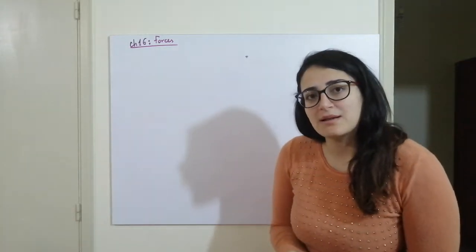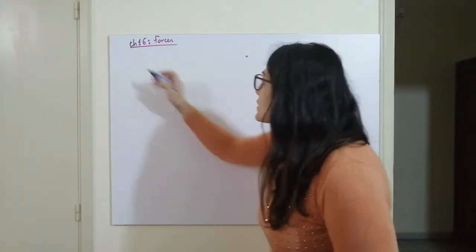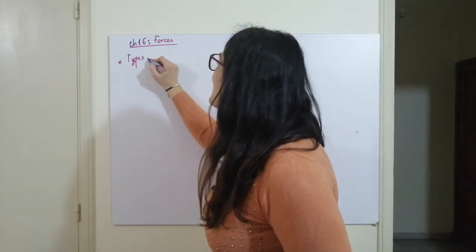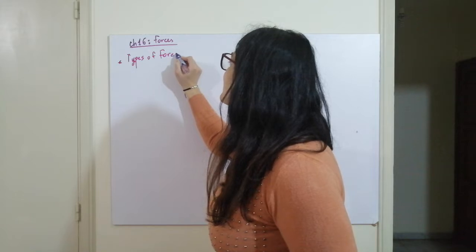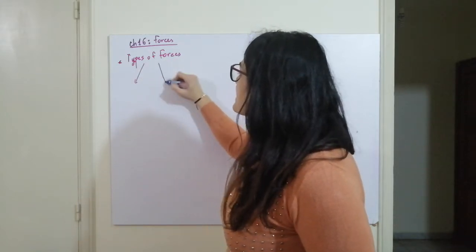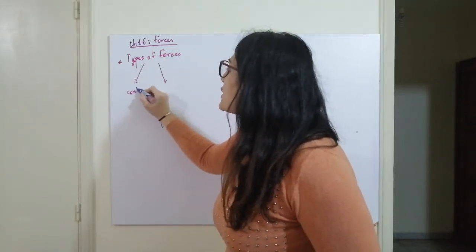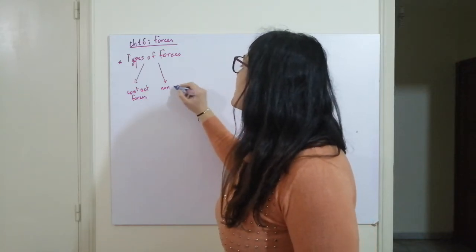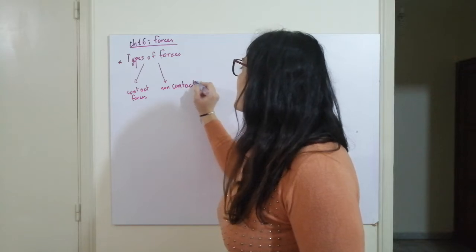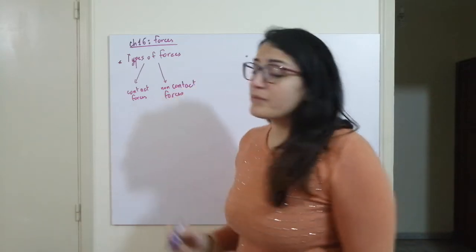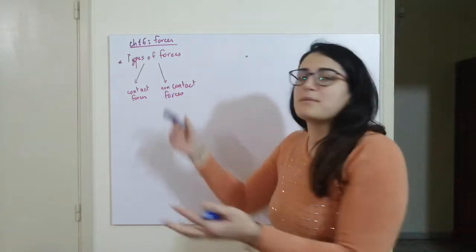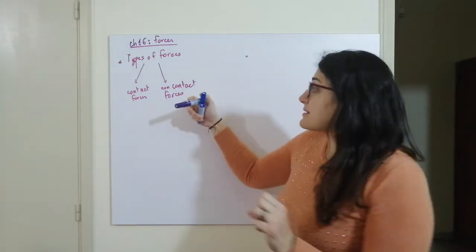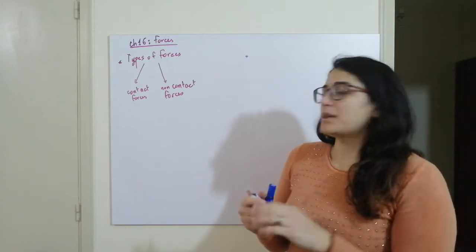So we will complete chapter 16. Now we will talk about types of forces. I have two types. The first one is the contact forces, and the second one is the non-contact forces. For the first one, as its name says, the two objects should be in contact, whereas for the second one, the two objects shouldn't be in contact.